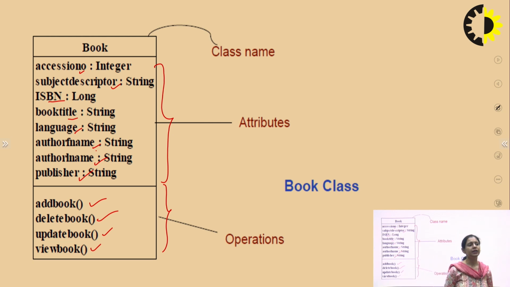The other one could be view book, just to check whether that book is existing or not, or what all type of books of the same subject are available in the library. So every class is divided into two parts, where the first part talks about the attributes, that is the data members, what all members are there in a class. And the second part talks about the operations, that are the member functions that the class could be doing.